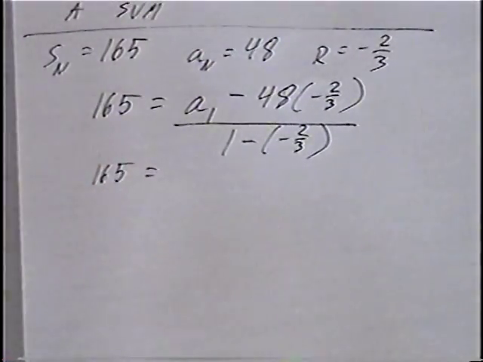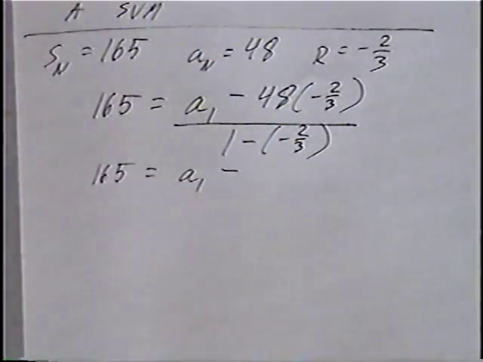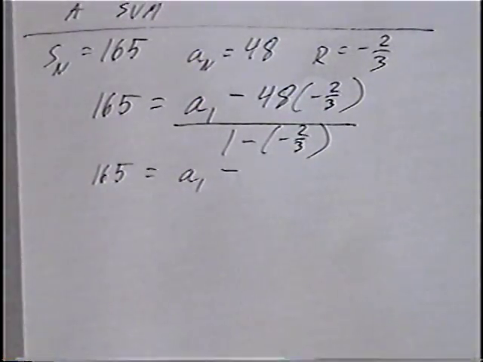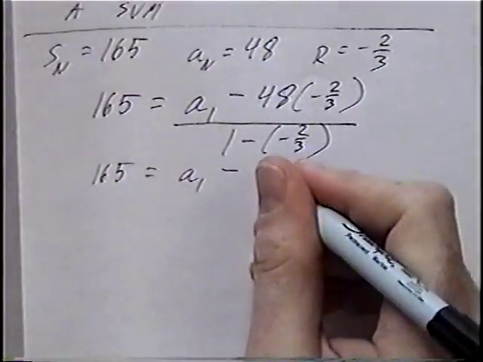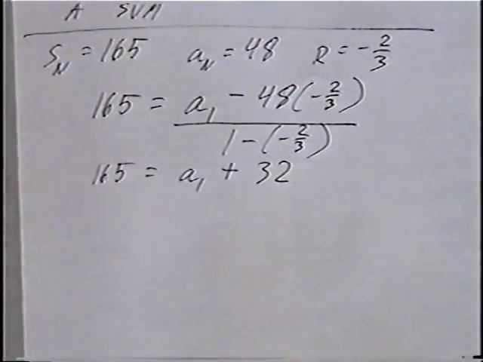165 would stay the same. A sub 1 minus 48 times 2 would be 96. 96 divided by 3 would be 32. And we also have a negative times a negative, which would be a positive 32.